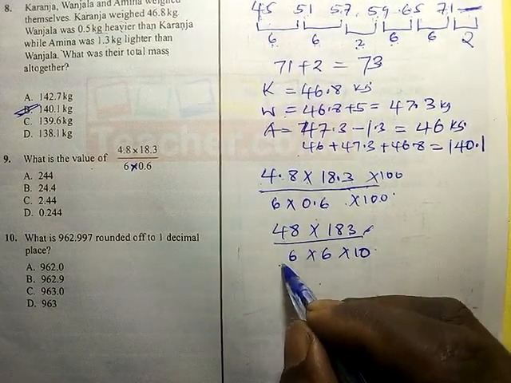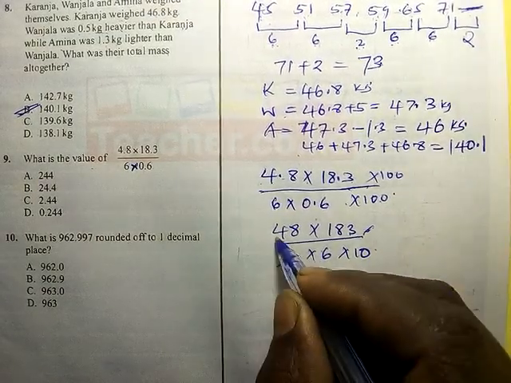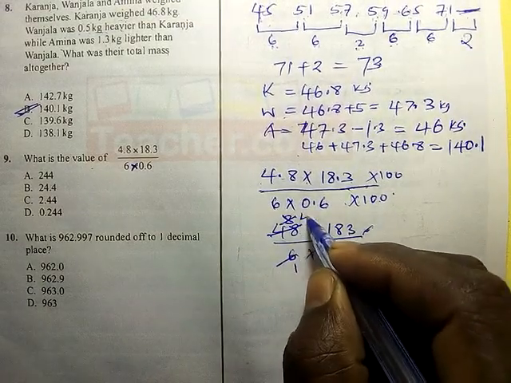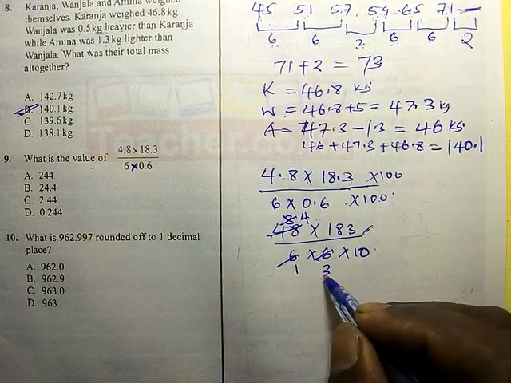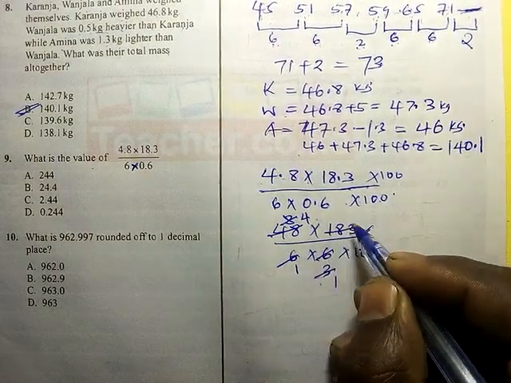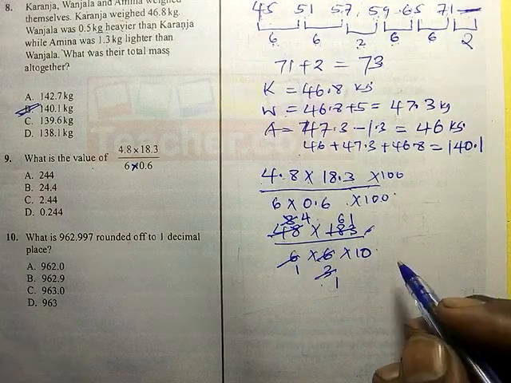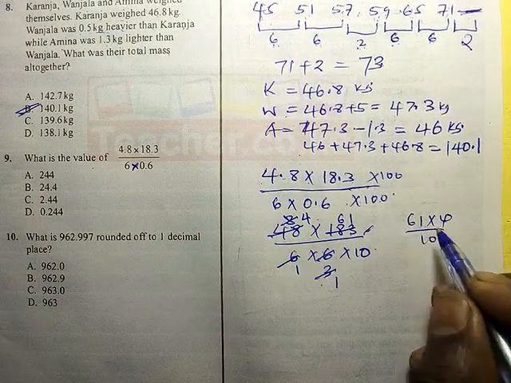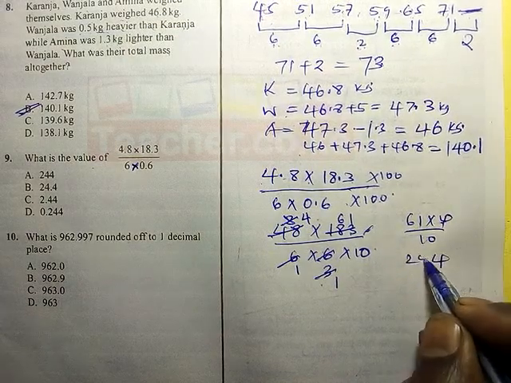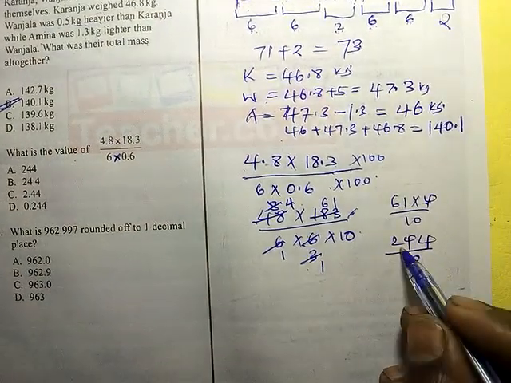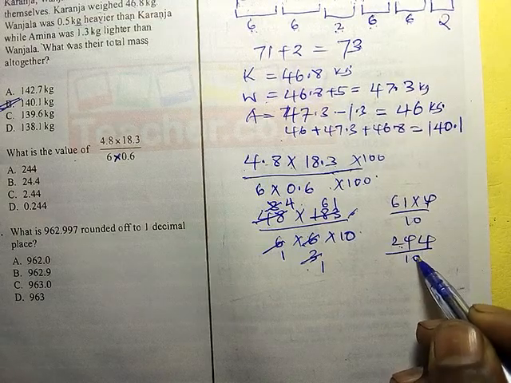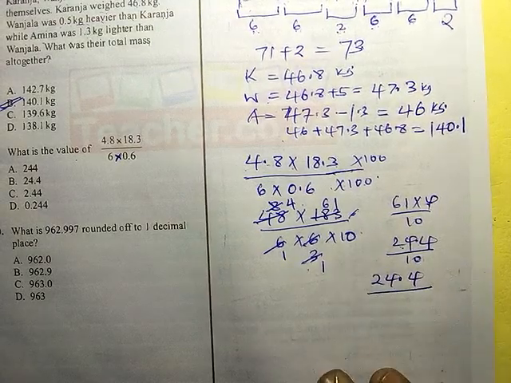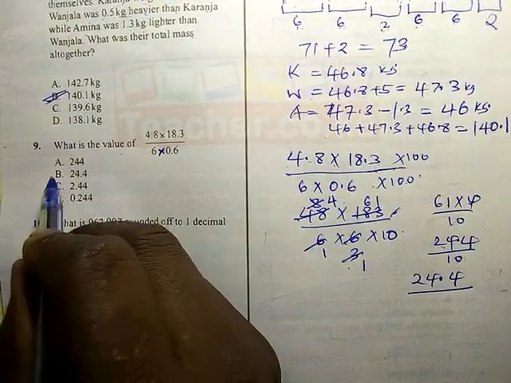And then we can cancel out. 6 goes here once, 6 goes here 8 times, 2 here 4, 2 here 3, 3 goes here once, goes here 61. Now we have 61 times 4 divided by 10. This times 4 is 244 divided by 10, we will put just a decimal place here, so we will have 24.4, and that is 24.4.